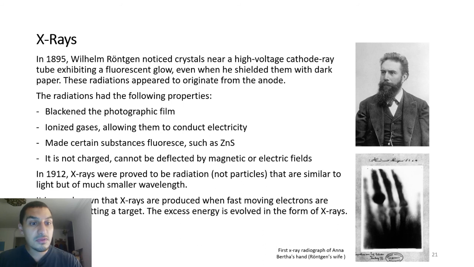And this guy was able to use the X-rays to show the bones in the body. His experiments showed that X-rays can penetrate the muscles and the skin, but cannot penetrate the bones. This is the very first X-ray radiograph that was ever made, and this was Röntgen's wife. He did the X-ray on her hand.